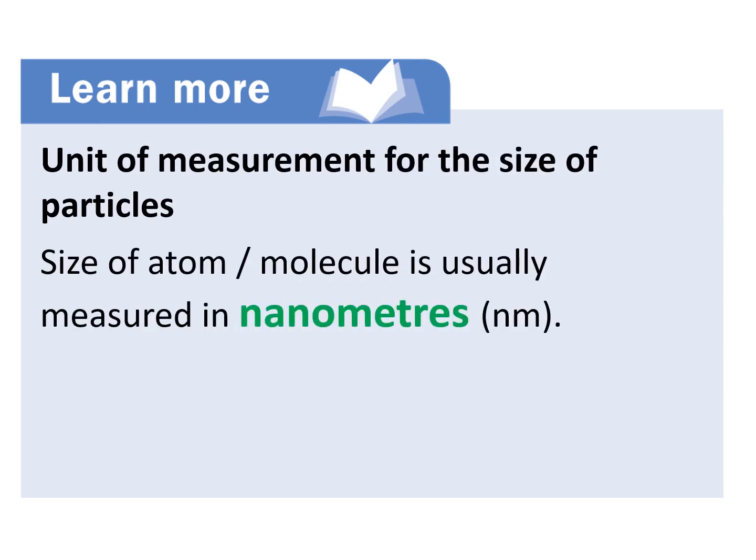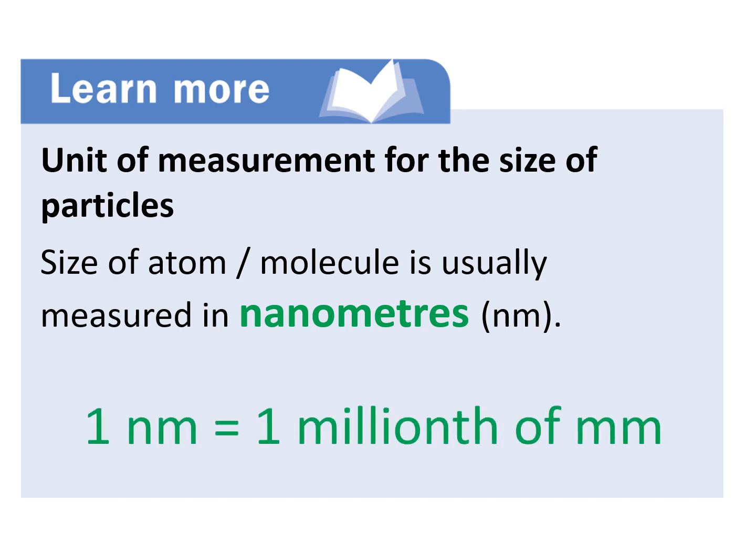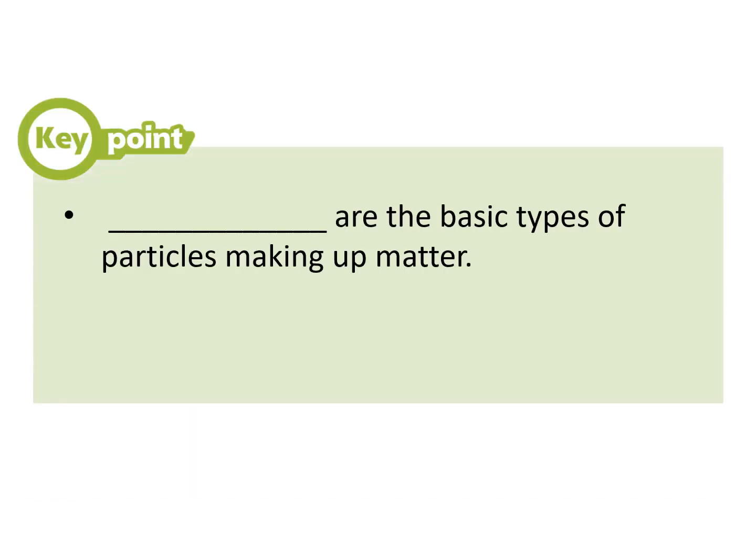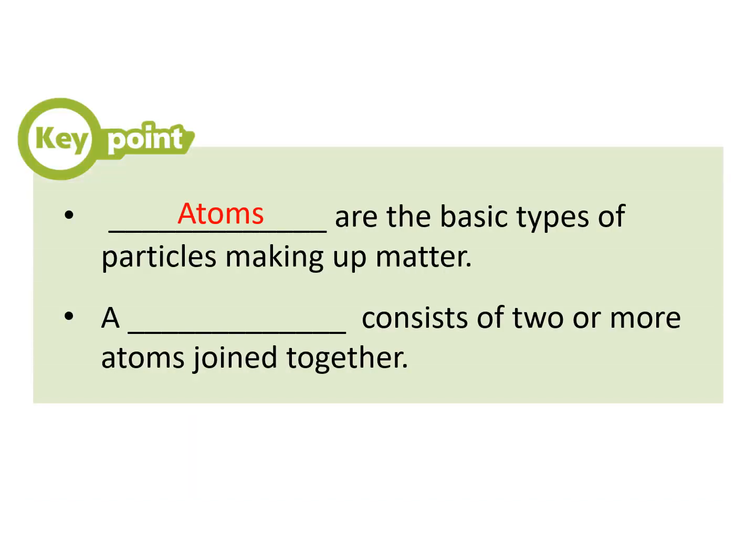Atoms are very small, so we measure the size of an atom in nanometers. 1 nanometer is equal to 1 millionth of a millimeter. Atoms are the basic types of particles that make up matter. A molecule consists of two or more atoms joined together.